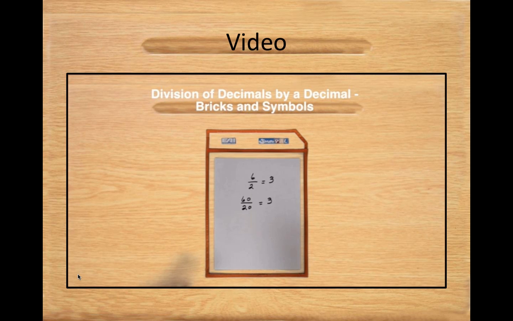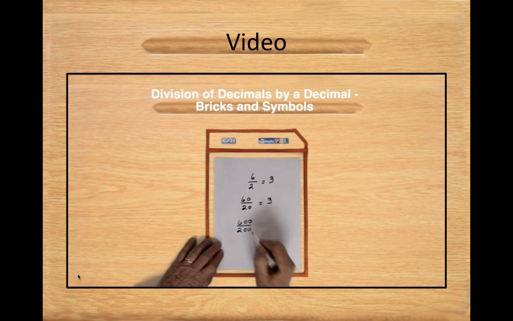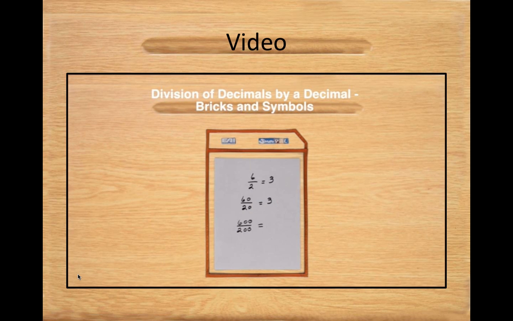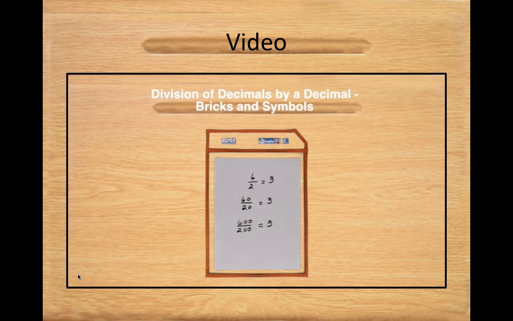Let's look at another example. 600 divided by 200. Since the 6 and the 2 are in the hundreds place, I can say that 6 hundreds divided by 2 hundreds will give me 3. So anytime you have 2 numbers in the same place and you're dividing, the answer will always be the same.